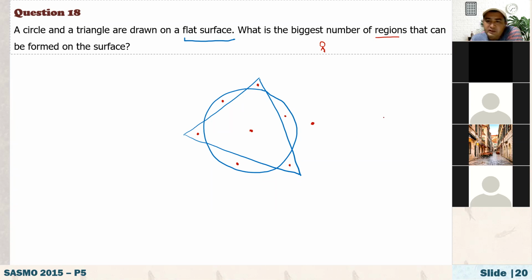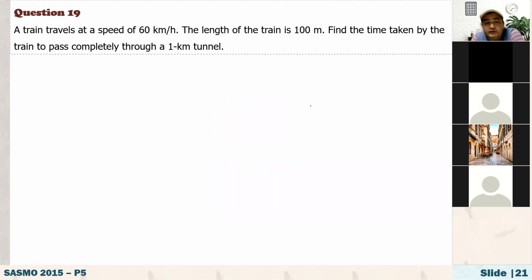Okay, so the answer is 8? 1, 2, 3, 4, 5, 6, 7, 8. So the biggest possible number of regions that can be formed on the surface is 8. So always you need to pay attention. That's why they ask here, can you also think of this region or not? Anyway, continue. Ayhan, are you here?